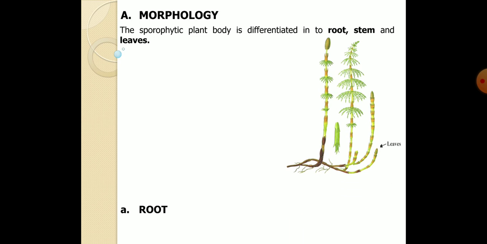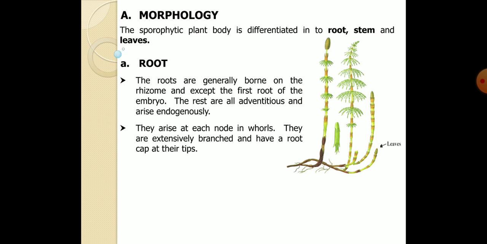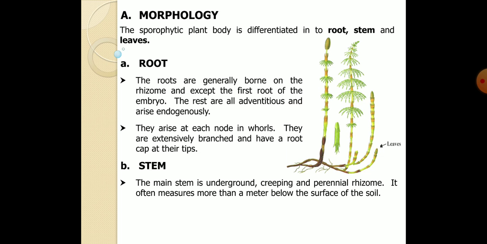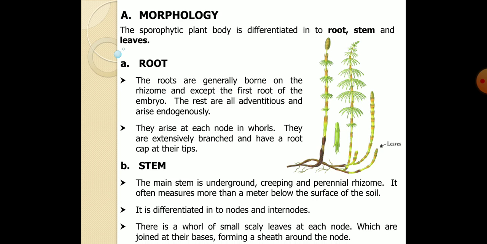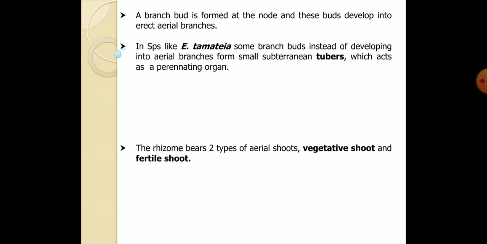Morphology: the sporophyte plant body is differentiated into root, stem and leaves. The root is generally borne on the rhizomes, except the first root of the embryo, arising at each node. The main stem is an underground, creeping, perennial rhizome, differentiated into nodes and internodes. The main portion is under the soil, and the upper region has scaly leaves joined around the nodes. The leaves are small in nature.